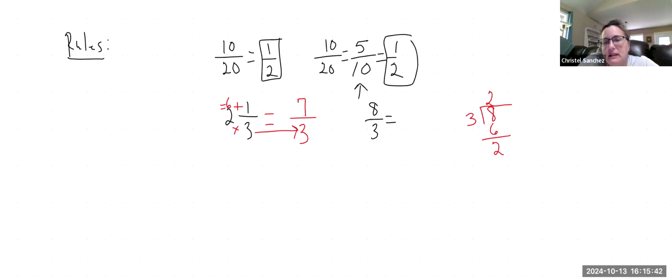So 3 went into 8 2 times. So 2 is going to be our whole number. Okay. Then how many did we have left over? We had 2. So the remainder is going to be your top number. And your denominator is just going to be brought over. So our answer would be 2 2/3. Does that make sense? All right. Yes. All right.